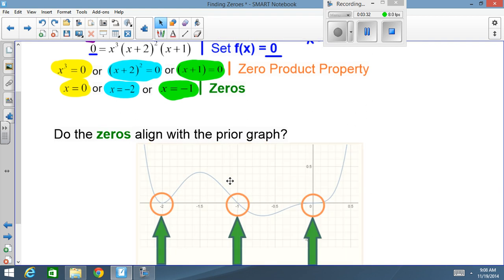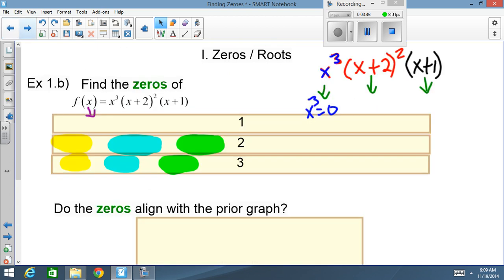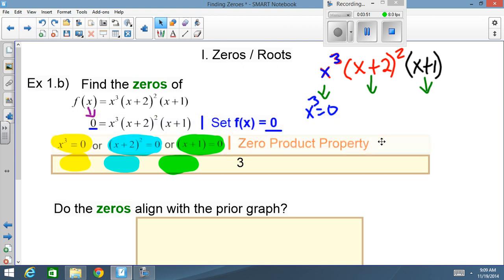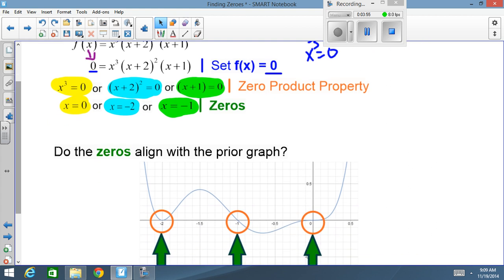So now when I look back at that graph from the previous slide, we'll check it out. We thought that 0 and -1 and -2, it looked like on our graph, were going to be our solutions. So when I factored it out and I solved it, I get the same thing. So zeros can be found by solving or by graphing and looking at the x-intercepts.